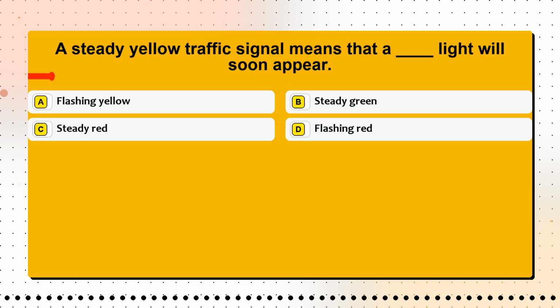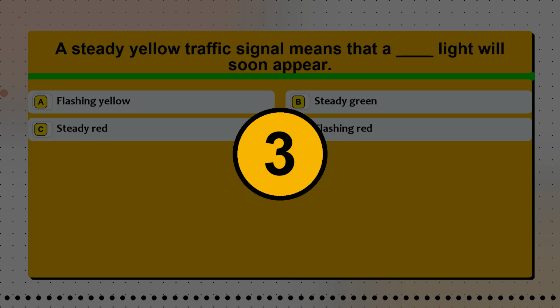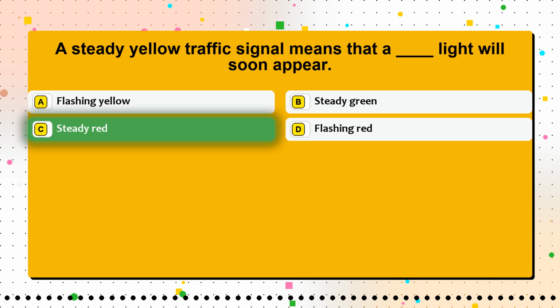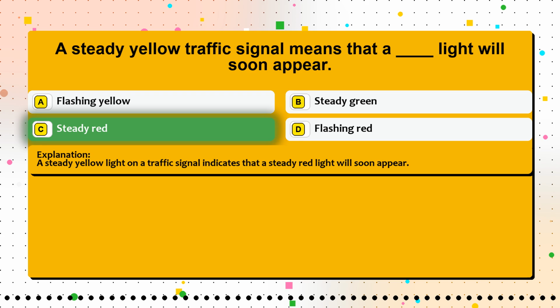Question 97. A steady yellow traffic signal means that a blink light will soon appear. Here are the options. Option A, flashing yellow. Option B, steady green. Option C, steady red. Option D, flashing red. The correct answer is option C, steady red. A steady yellow light on a traffic signal indicates that a steady red light will soon appear.